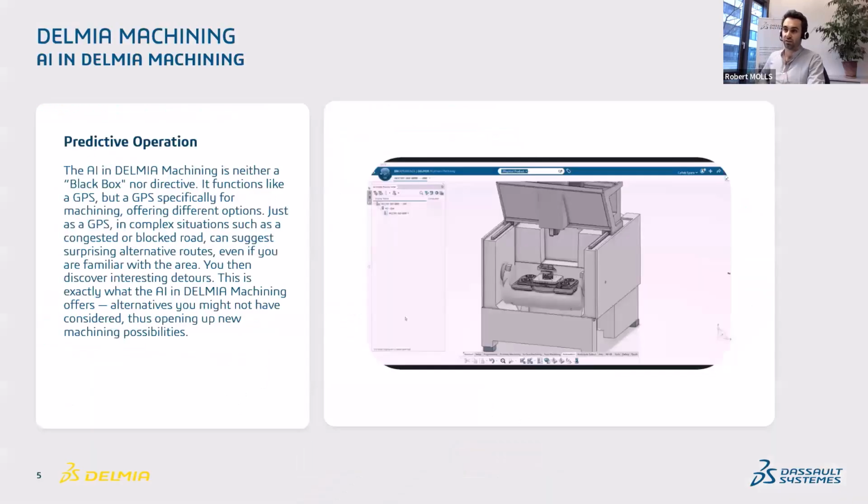Speaking of changes, one big change in the industry right now is the topic of artificial intelligence. Of course, Dassault Systèmes is also looking for ways to incorporate this technology into our products. In DELMIA machining, with the current release, we have a function called predictive operation, which is based on AI technology. The idea behind that is to have something like a GPS for less experienced users to guide them to the optimal machining solution.